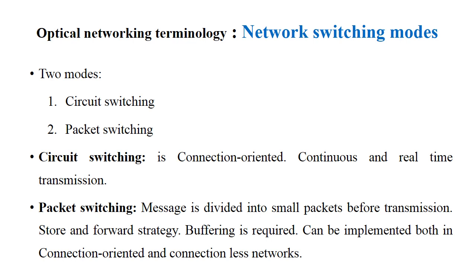Network switching modes. Conceptually, I've already explained this in the previous slide. There are two types we are going to have: circuit switching and packet switching. First one, circuit switching, is connection oriented. What is the meaning of connection oriented? There will be a dedicated path from source to the destination for the transmission of the data. Once that data transmission is completed, it will be terminated and can be made use of by some other sources for the transmission of data. So circuit switching and connection oriented are always in combination.